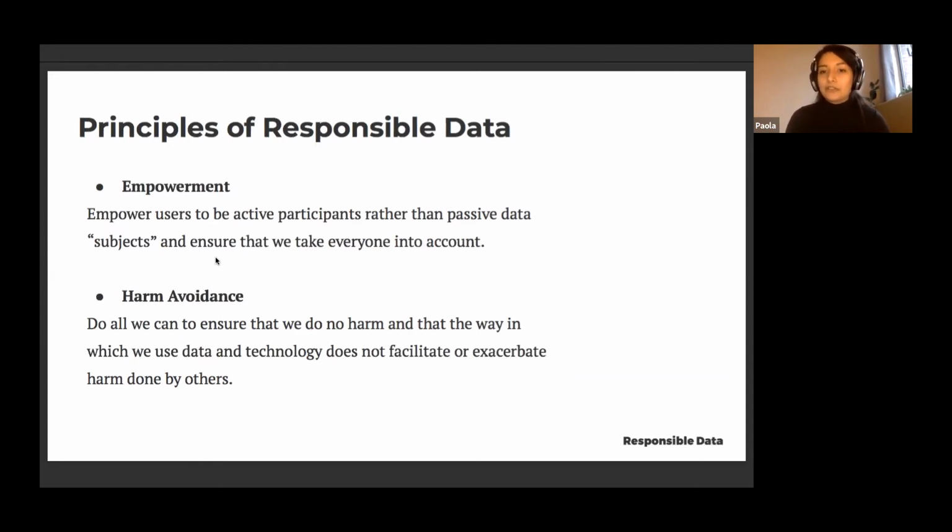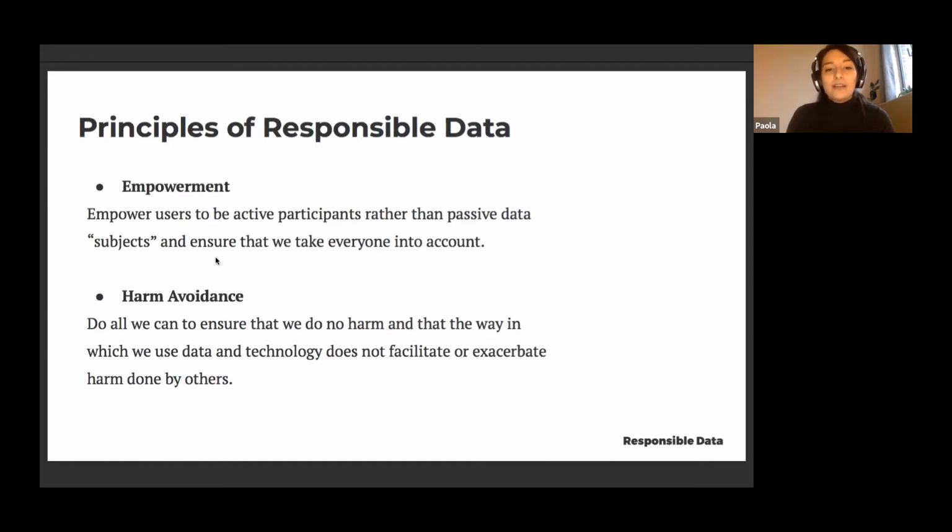So what did it mean for our organization to do the work according to principles of responsible data? First of all, we want to think about empowerment. Questions about how can we empower users to be active participants rather than passive data subjects, and ensure that we take everything into account. Here we go back to the duty of care that I referred to earlier. We really have to think about users as people who have all the same rights and privileges that anyone else in the world does. And as an organization working in the humanitarian field, that's something that we need to consider.